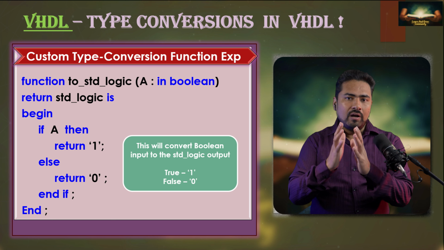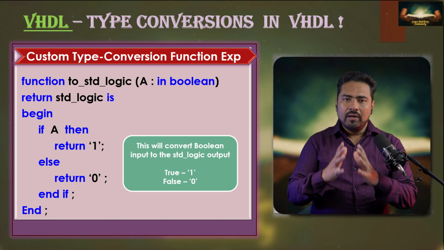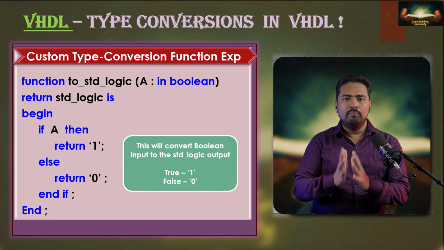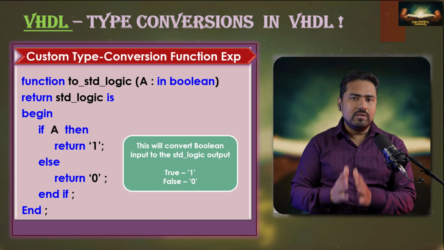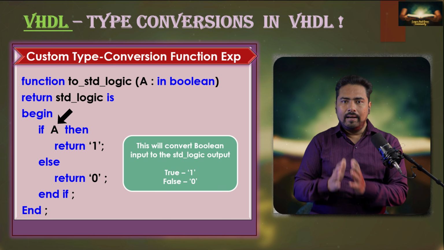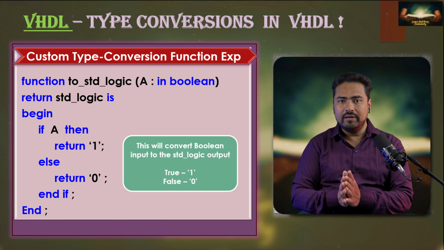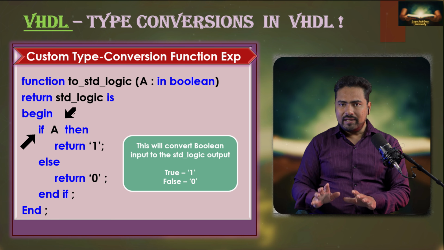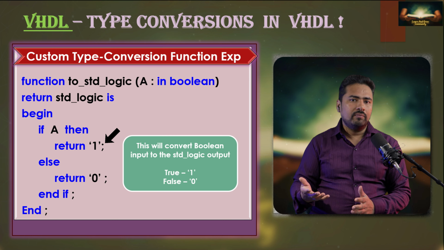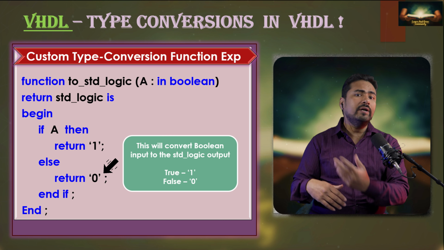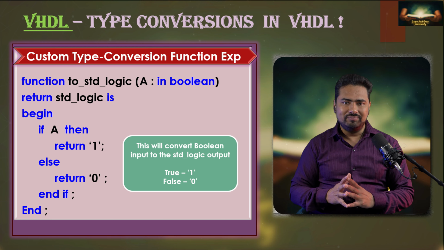Now let's quickly see how you can write your own type conversion functions. Here is a quick example. We will write a function which will convert a boolean type signal to a std_logic signal. Simple. This function takes a boolean signal called a and returns the corresponding std_logic value. So inside the function, we have written a simple if condition to check the value of a. If a is true, the function will return logical 1, and if a is false, then it will return logical 0. So this is our simple VHDL code for this function.